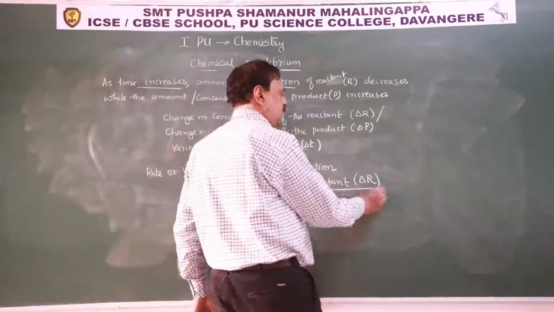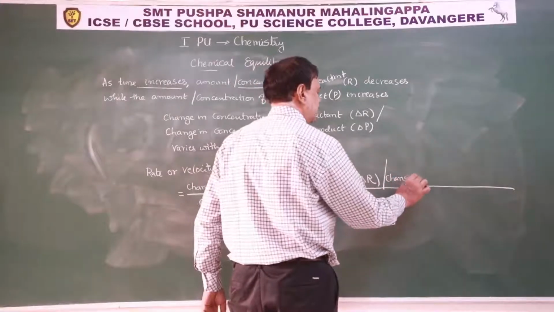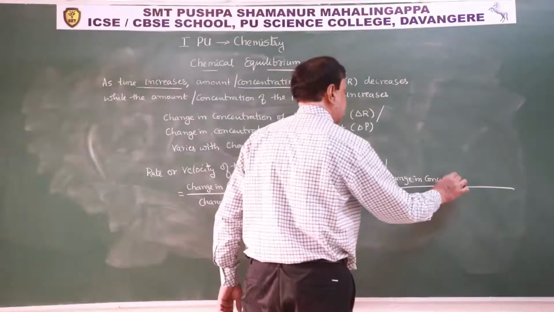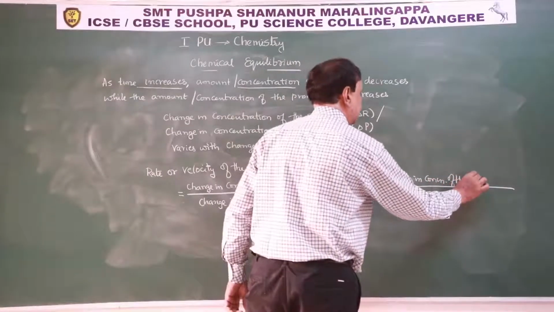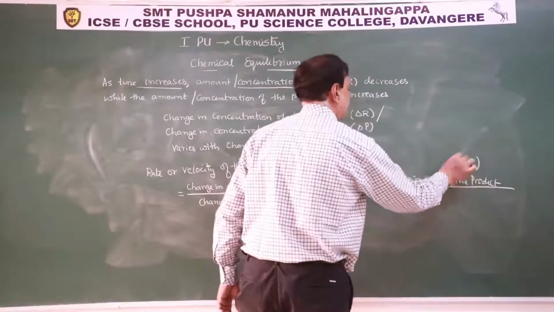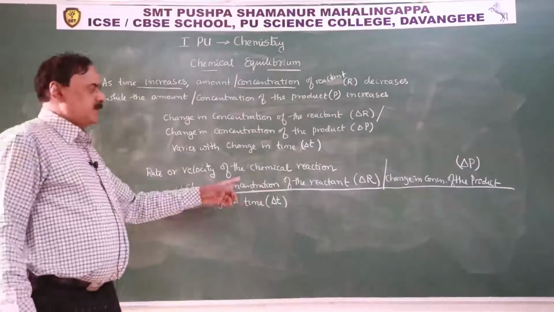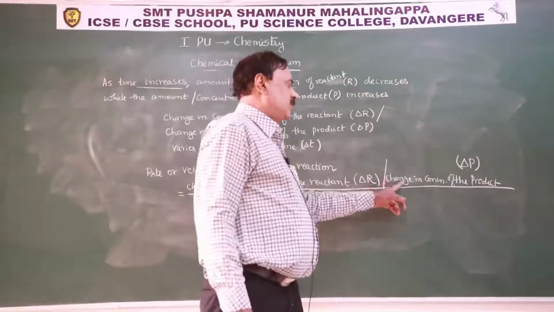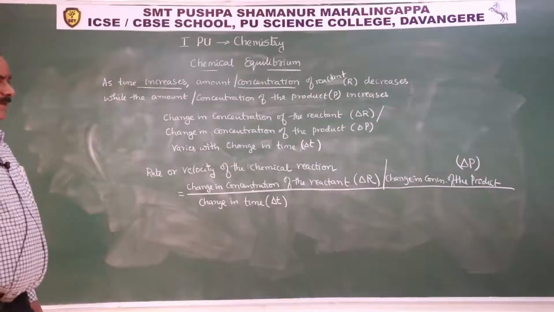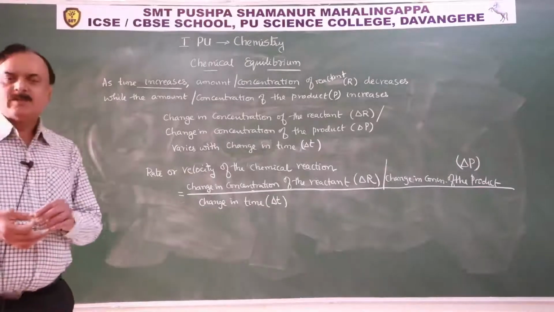Change in concentration of the product is given by delta P. Therefore, change in concentration of the reactant, that is delta R, or change in concentration of the product, that is delta P, divided by change in time, is called the velocity or rate of the chemical reaction.